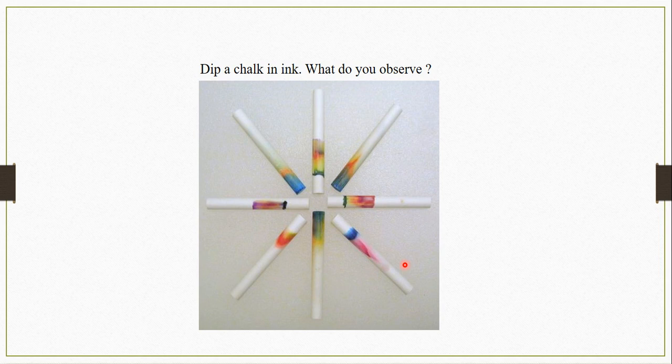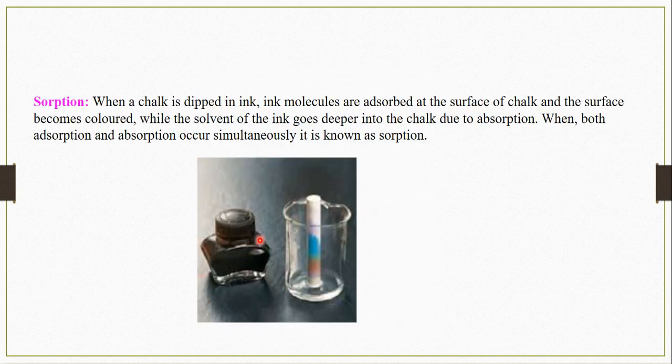Okay, next, with the help of this example or this figure, you will understand. You have to dip chalk in ink. So what will we observe? You simply dip the chalk in the ink. With the help of this, what will we understand? See here. When chalk is dipped in ink, the ink molecules are adsorbed at the surface of the chalk, and the surface becomes colored. While the solvent of the ink goes deep into the chalk because of absorption.